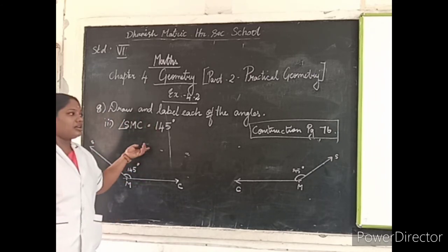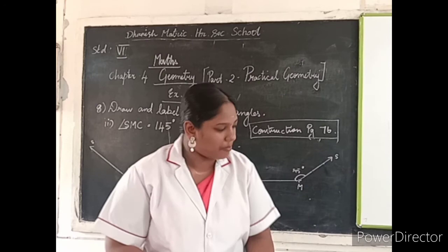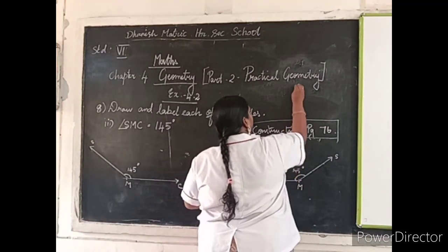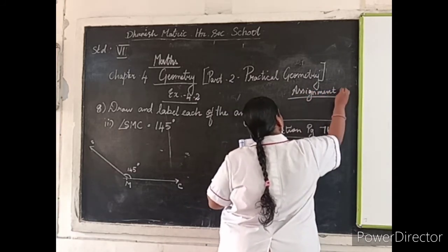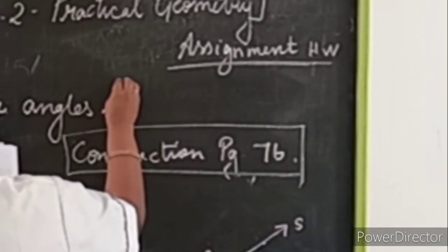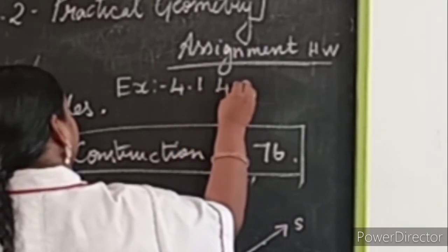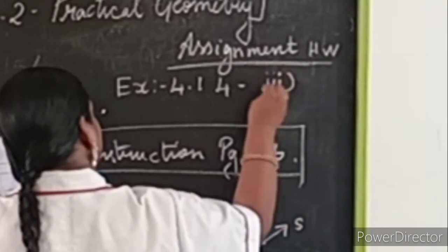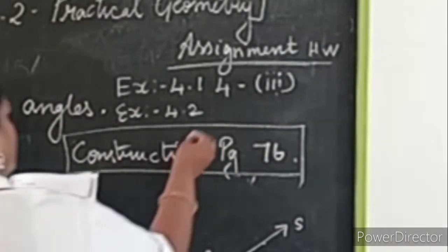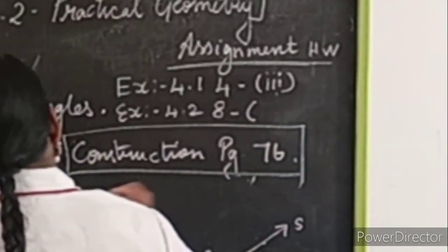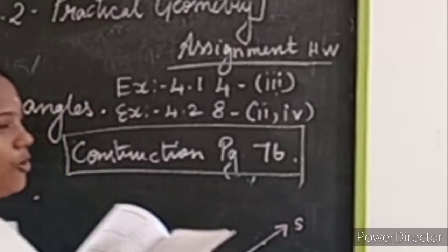Okay, so homework sums. Any homework sums in this side? In exercise 4.1, fourth question, third subdivision is the homework. Then exercise 4.2, pick the question in that, subdivision 2, subdivision 4 will be the homework.